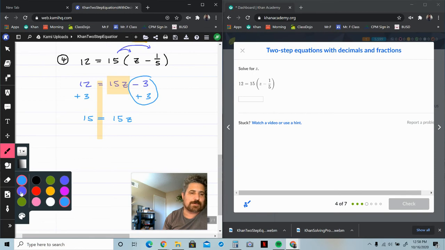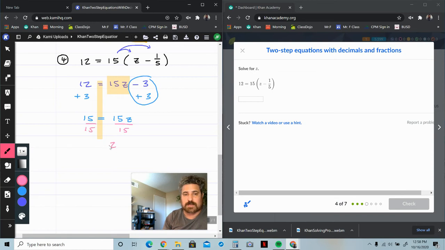And now this is probably pretty obvious at this point, but how do you undo times by 15? Divide by 15, and you'll notice that, guess what? z is equal to 1. Doesn't matter whether it's 1 equals z or z equals 1. Ultimately, those two things are exactly the same. So the answer is that z equals 1.